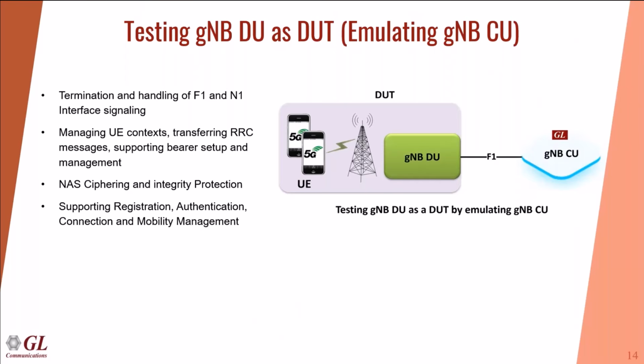If anybody is developing a new DU, instead of testing against the entire 5G core, they can opt for GL's F1AP emulator, which can act as a control unit to test the complete DU functionality. Our gNB CU emulator, or the F1AP emulator, can manage all the UE context, transfer RRC messages, and support bearer setup and management, even the data traffic. It can terminate all the signaling from the DU and respond accordingly.